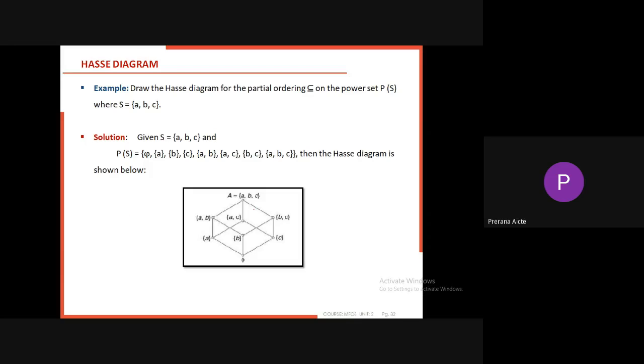And similarly, an important one: the Hasse diagram can be constructed based on the power set of a set of three elements. This power set will have all the values. If you construct the Hasse diagram for this, it will look like this. If you see this, phi is a subset of A, phi is a subset of B, phi is a subset of C. Next, A is a subset of AC, C is a subset of AC, B is a subset of AB, B is a subset of BC. Like that, finally ABC will become the superset for all.